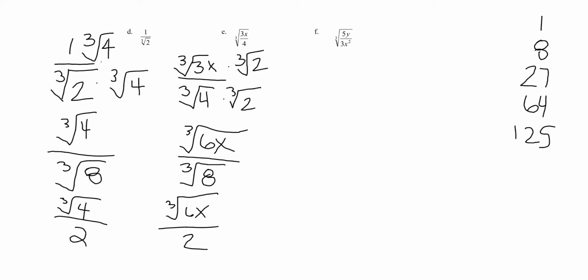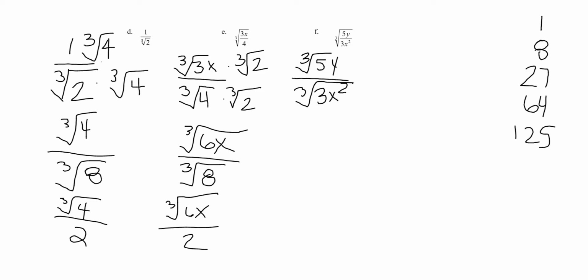Okay, for F, our final example here, we are going to again split it into 2 radicals. So we have the cubed root of 5y over the cubed root of 3x squared. And then here, I need to figure out what perfect cube I can use. I have 3, and then I have x squared, so I need to turn that into a single x.